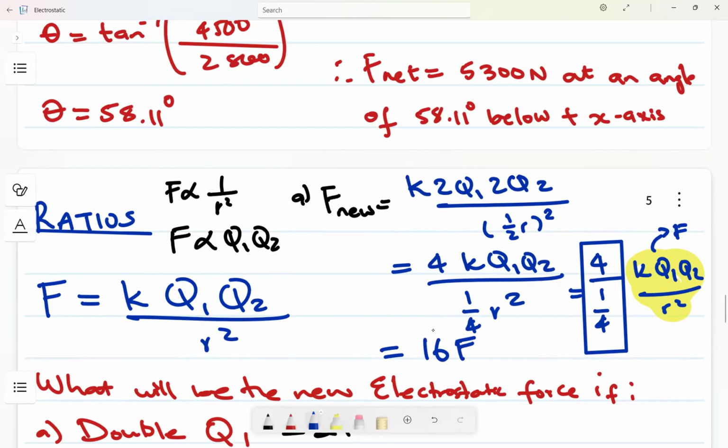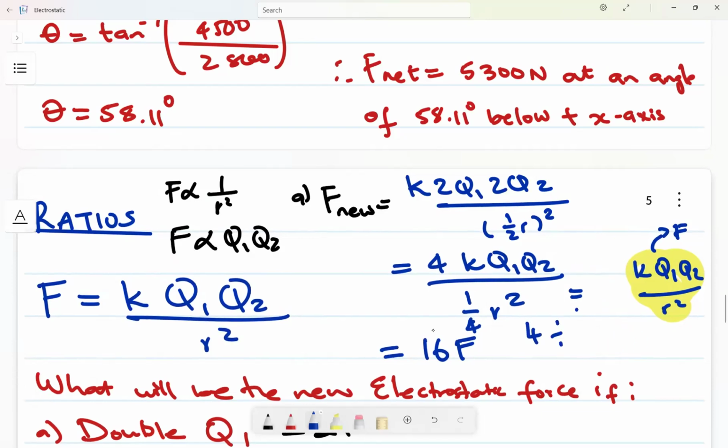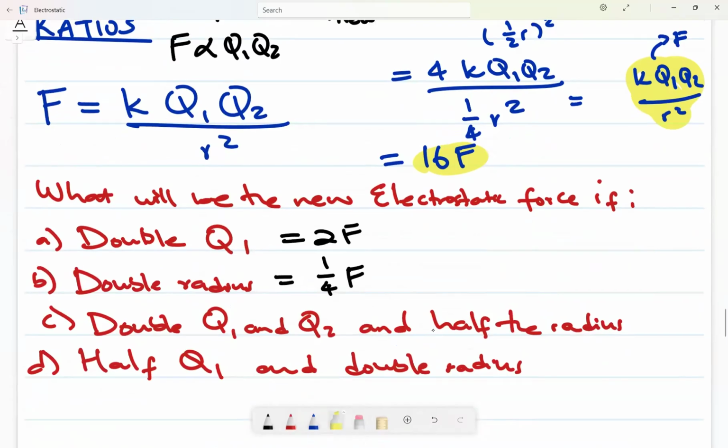So how do we know? I can also say, instead of saying it is 4 divided by 1 over 4, remember, it is divided by 1 over 4. When I apply tip and times, I change this to multiplication. If I change that to multiplication, I need to flip that one to 4 divided by 1. 4 multiplied by 4 is 16. Divided by 1, it is 16. So it means now the new force is 16F.